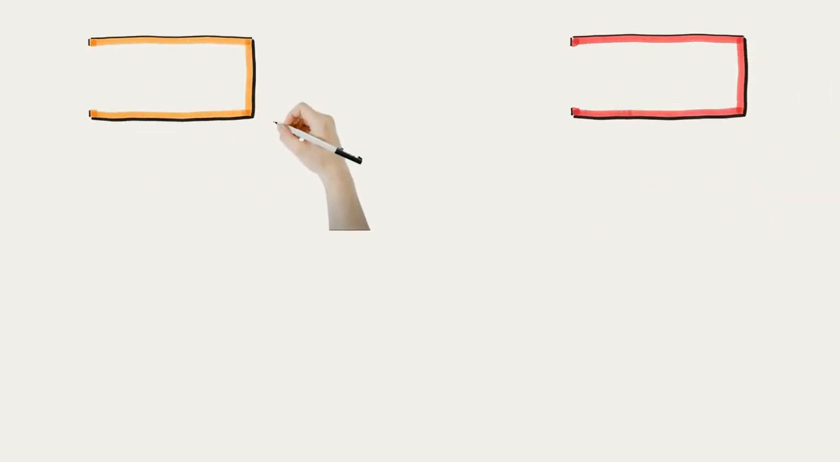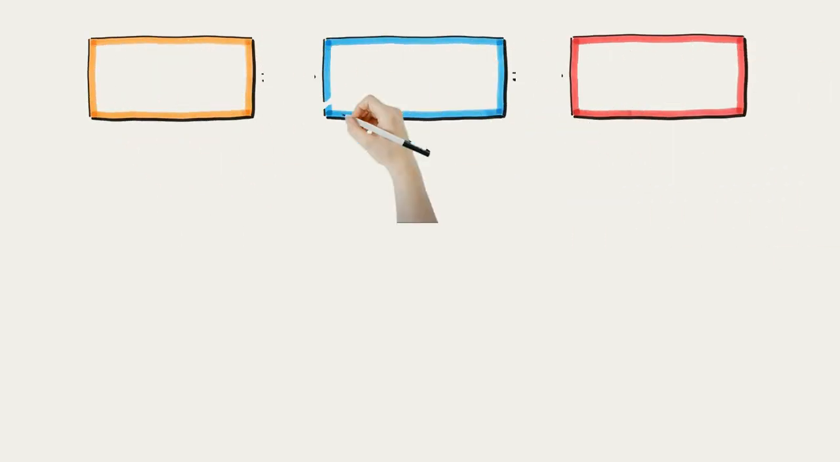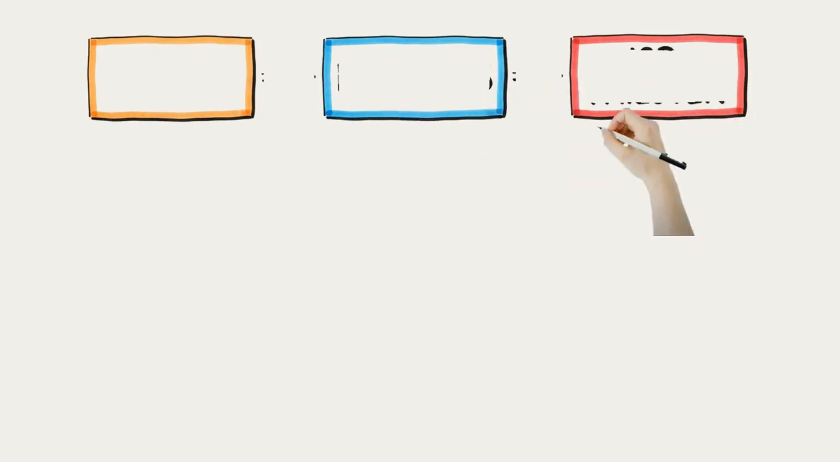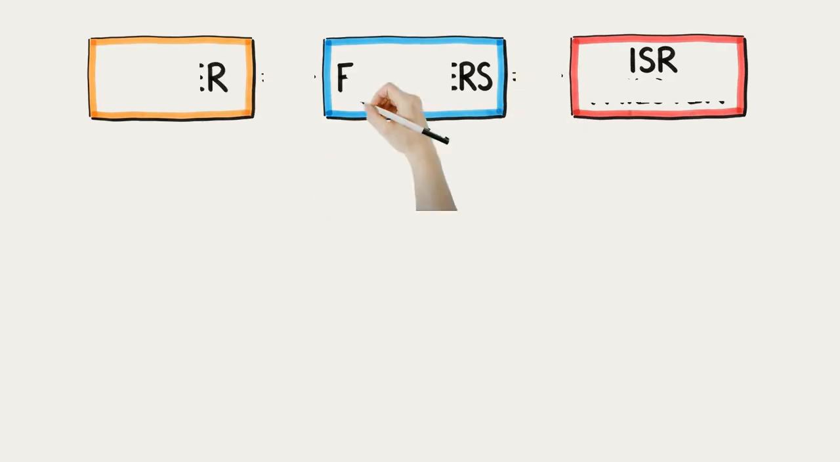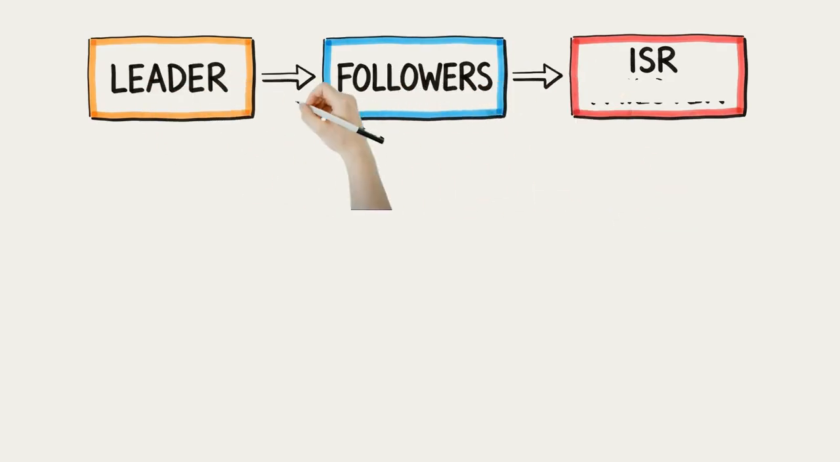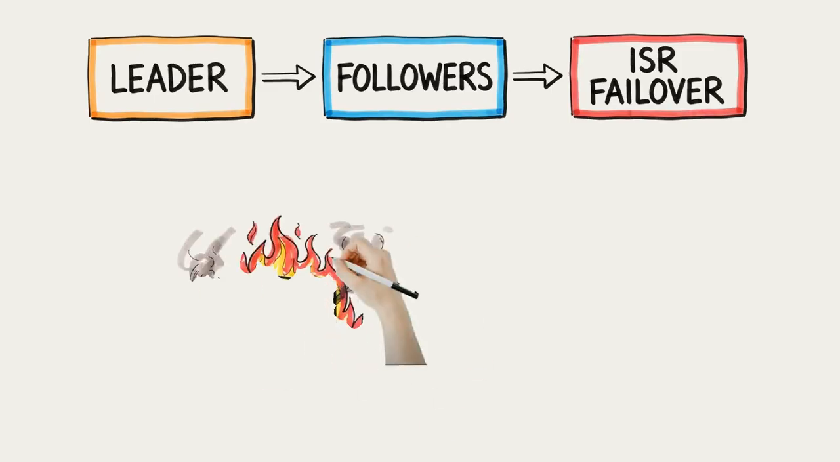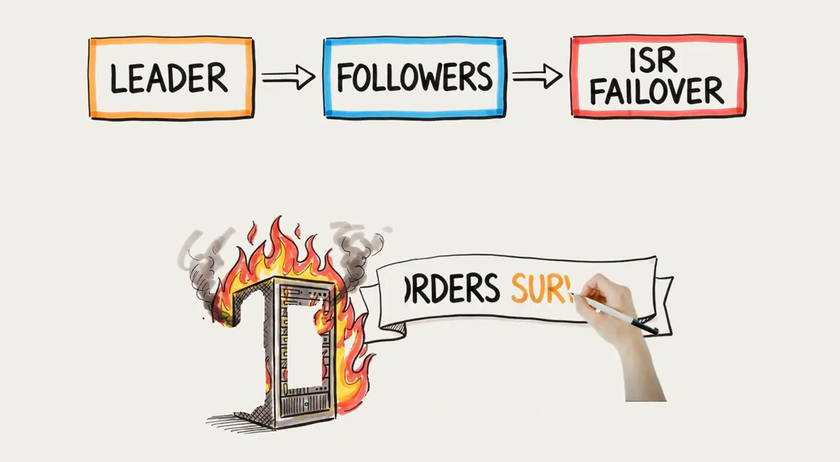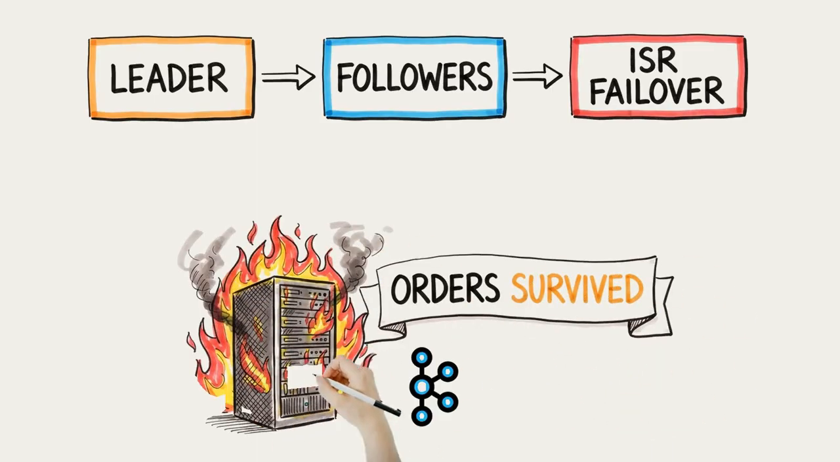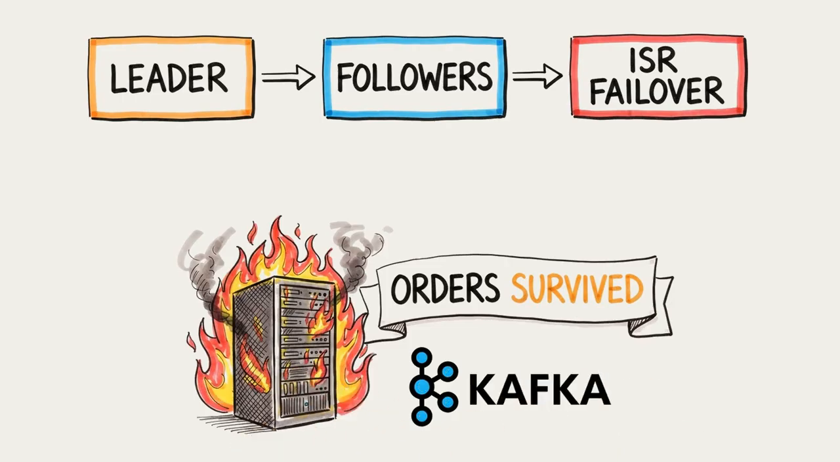So the mental model is simple. Partitions are replicated across brokers, one replica leads, followers stay synchronized, in-sync replicas are trusted for failover. If the leader dies, another in-sync replica takes over automatically. A server burst into flames during your biggest sales event, and your orders survived. That is what Kafka Replication buys you.